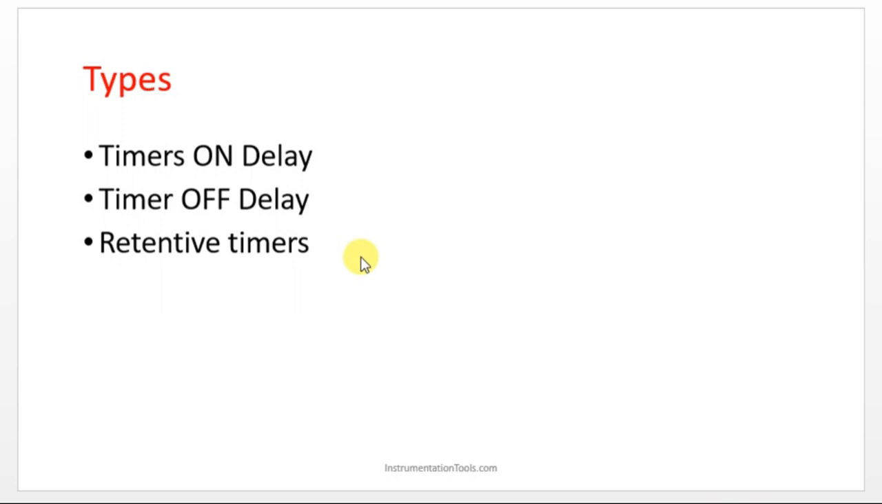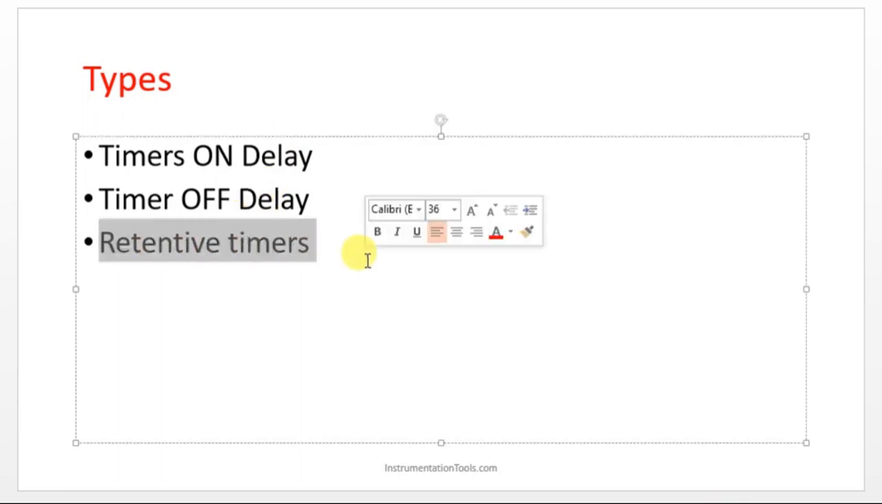What will happen is your timer will go off and go back to 0. Again, if you turn on the switch, it will start counting from 0 only. It will not start counting from where it stopped. Those types of timers are called non-retentive timers, and retentive timers are able to retain the value.